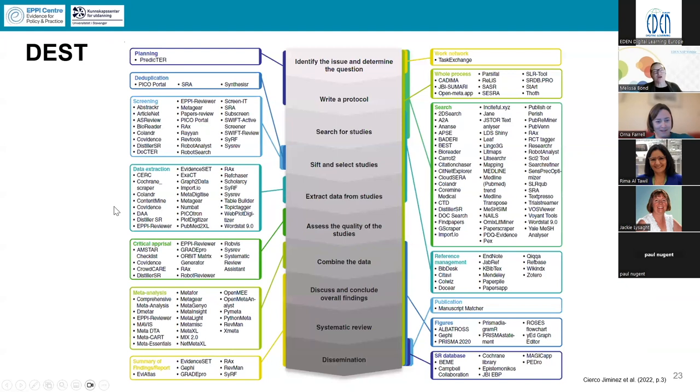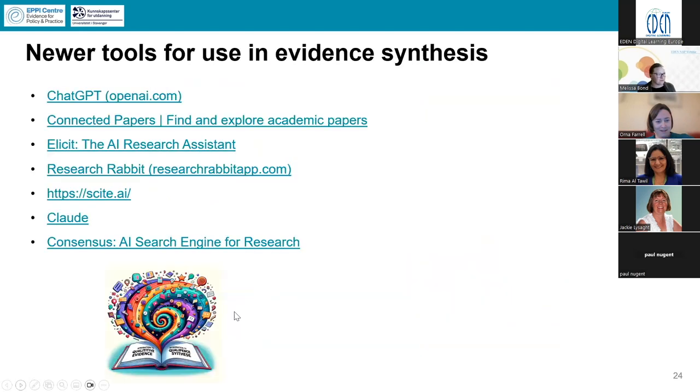But there are so many different tools that you could use to support work in evidence synthesis. This is a fantastic visual that was created by Ciaso Jimenez et al. And it lists a whole range of different things, particularly that contain automation, most of them. And they're able to assist you in conducting different parts of the review process, of the evidence synthesis process. And of course, we now have other new tools, and I'm aware of the time, so I'm not going to take too much more time here, but there are other tools now that are available.